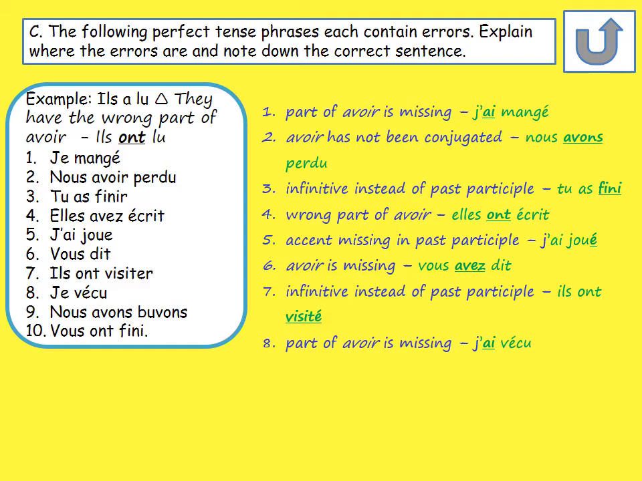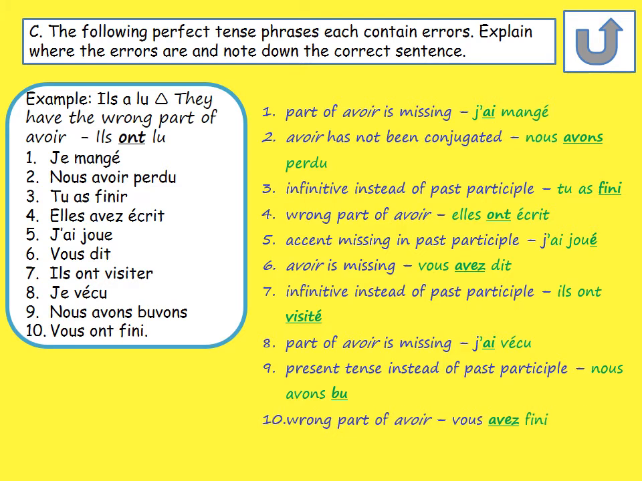Je vécu. So part of avoir is missing here, isn't it? It should be j'ai vécu. Nous avons buvons. So we've got the present tense, buvons, instead of the past participle, which should be bu. And finally, vous ont fini. Should be vous avez fini.